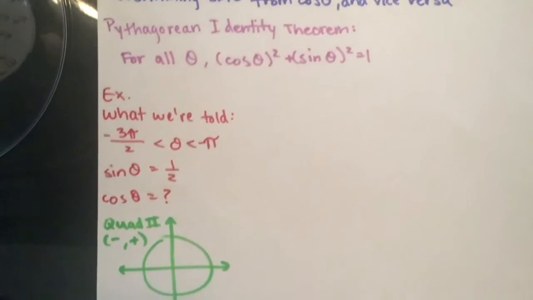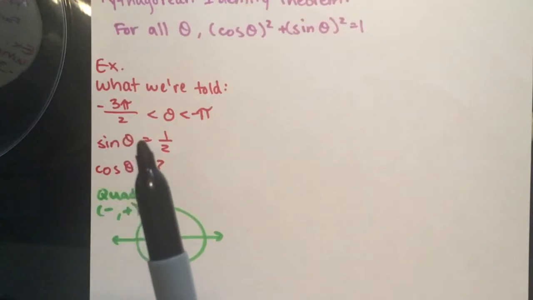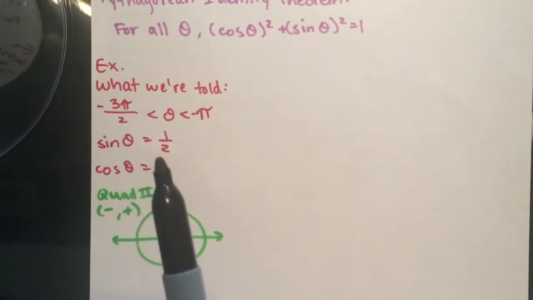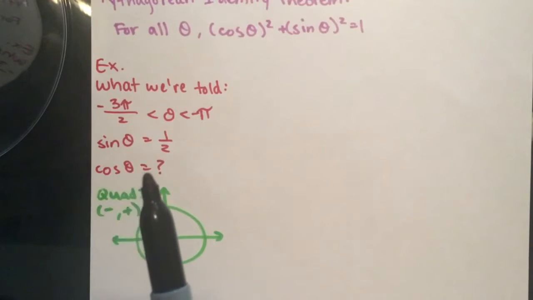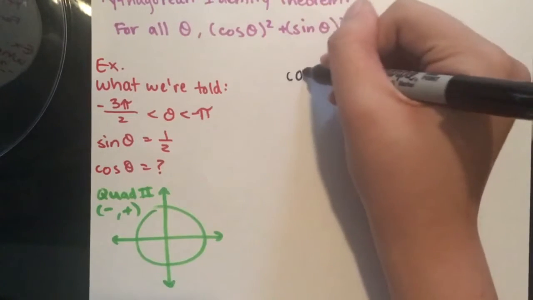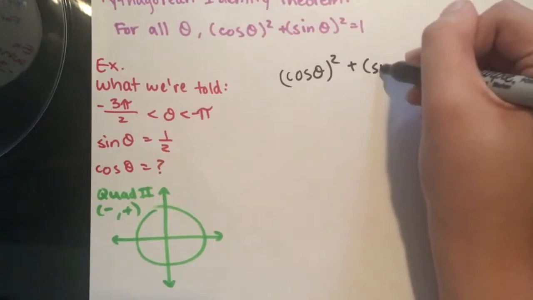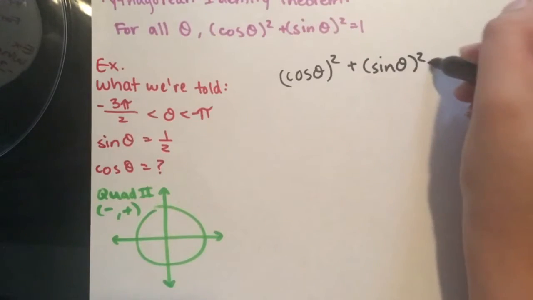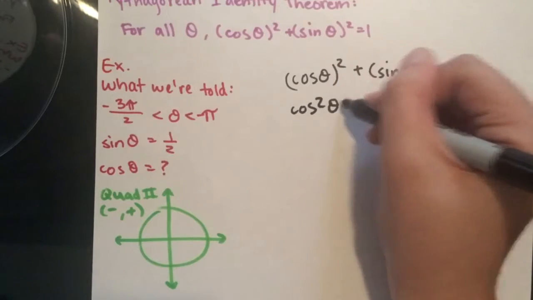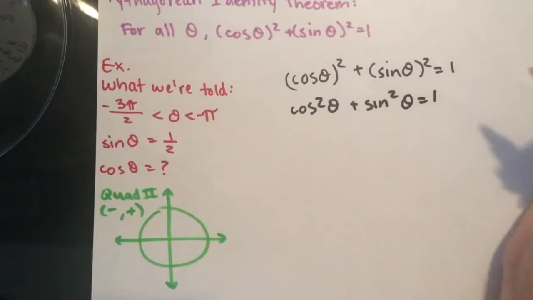So for our example problem, this is what we're told. Theta is between negative 3 pi over 2 and negative pi, and sine theta is equal to 1/2. So now we have to find cosine theta. So first we have to restate our problem, which is cosine theta squared plus sine theta squared is equal to 1. We can also write this as cosine squared theta plus sine squared theta is equal to 1.